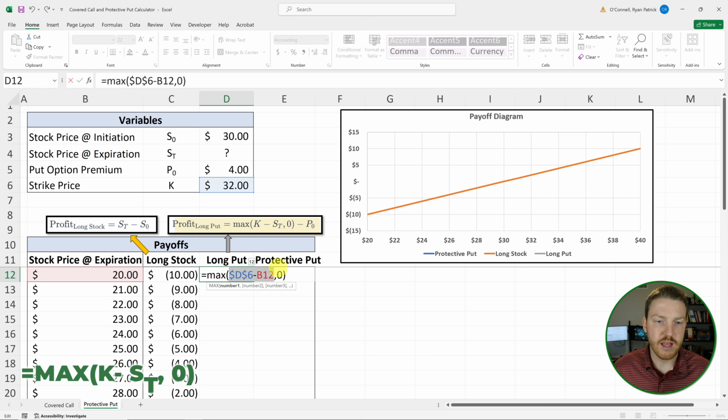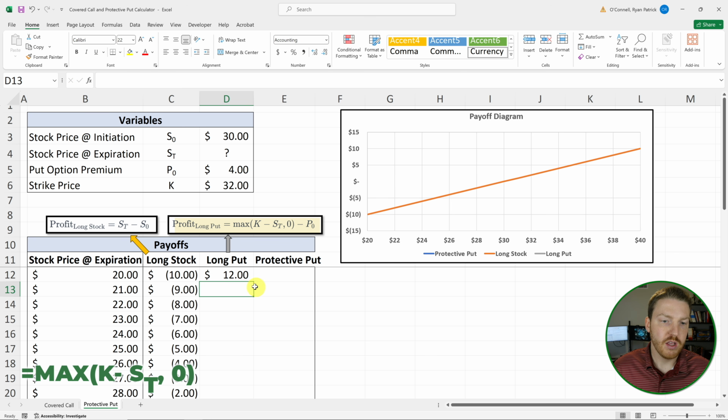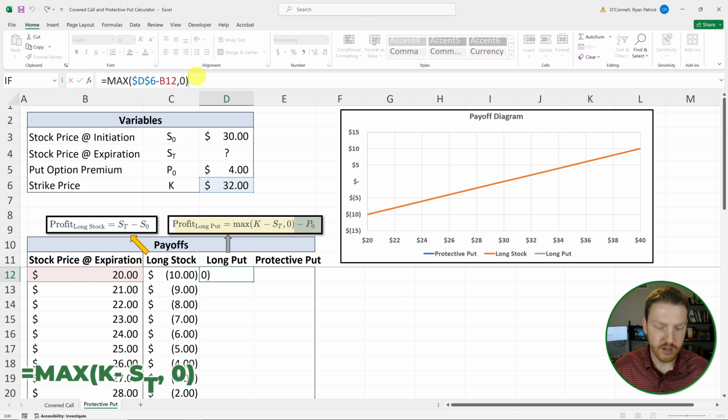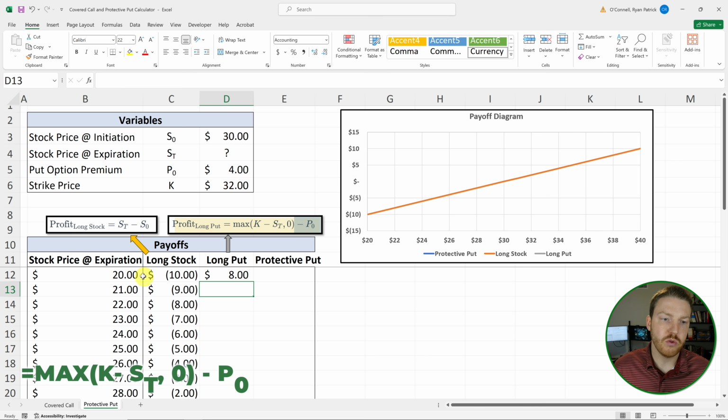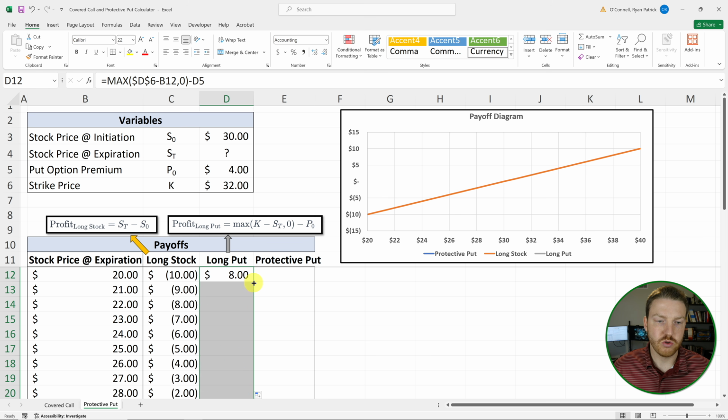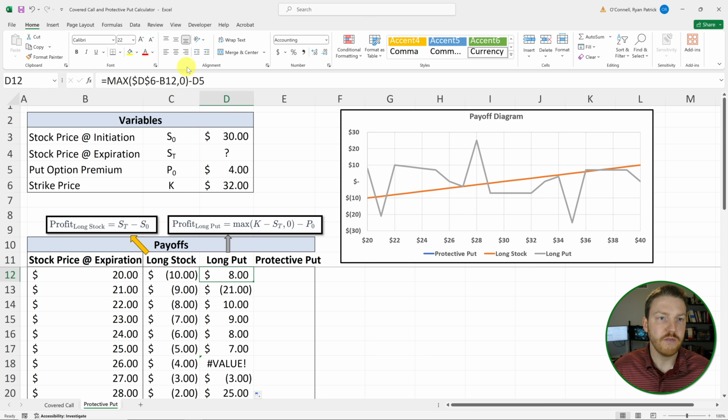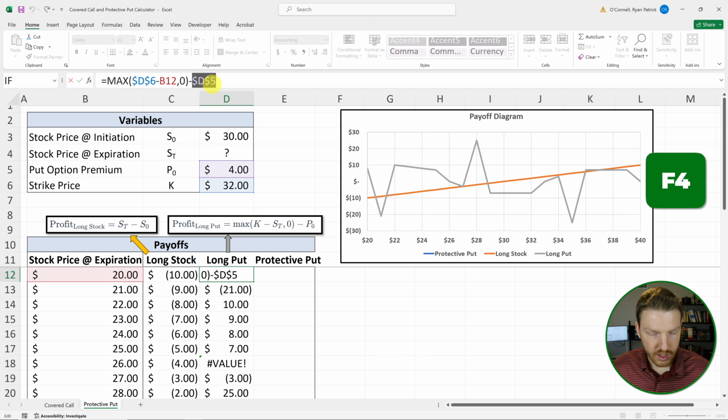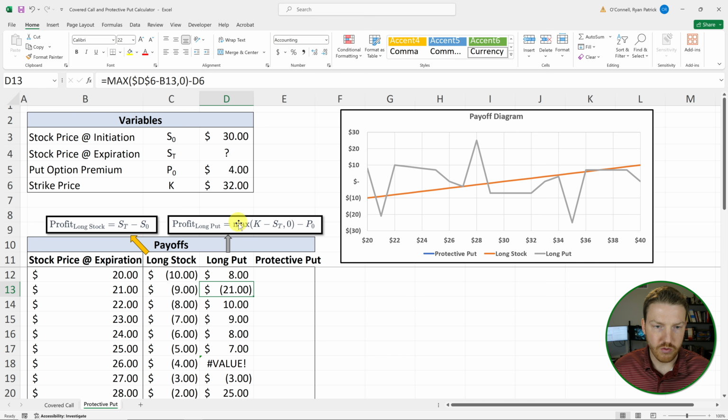So we'll see that if we were just to take the end payoff, it would be up $12 because we can sell something for $32 that's only worth $20, so we're up $12. But we have to account for that initial put premium that we paid, so we will take that out. So we paid $4, so really we'd only be up $8 on this. Let's shoot that formula all the way down. Oh, I have to hit F4 on D5 to lock that cell in. There we go, and now we'll shoot that all the way down.